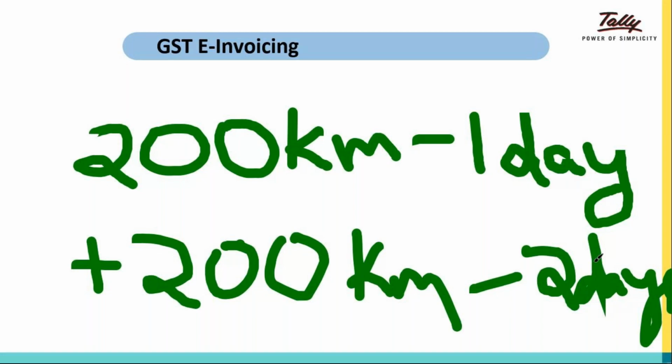Suppose the transporter is not able to deliver the goods, if it is not able to cover 200 kilometers in 1 day, for some reason the lorry might have faced some issues, there might be some puncture issues or some accident. So what you have to do, you must extend the validity of your e-way bill. That is what we mean by updating the e-way bill. When I say update the e-way bill, it means we have to extend the validity period also.